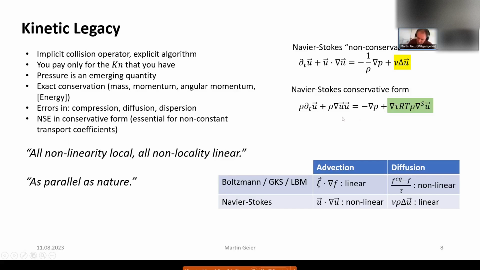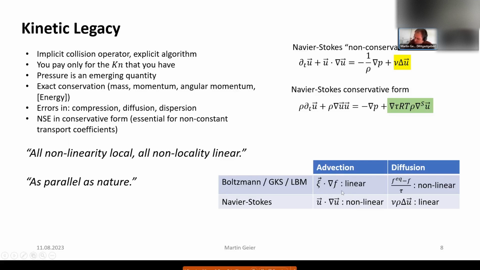So what else? There are two statements that are usually made about the Boltzmann equation: that all non-linearity is local and all non-locality is linear. This is different from the Navier-Stokes equation. In the Boltzmann equation, you have this advection operator where xi is the particle velocity times f. So this is a linear operator, whereas advection is a nonlinear operator in the Navier-Stokes equation.